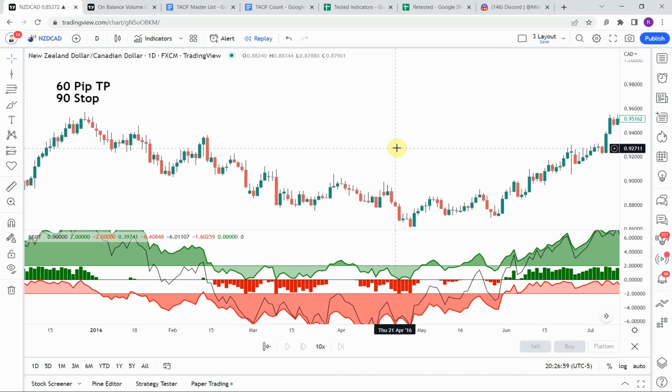Today we will be testing the bull bear power trend indicator.